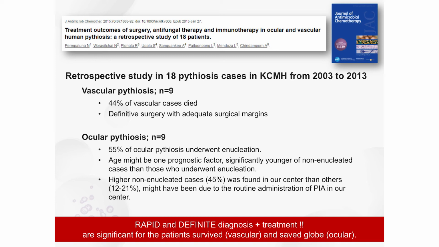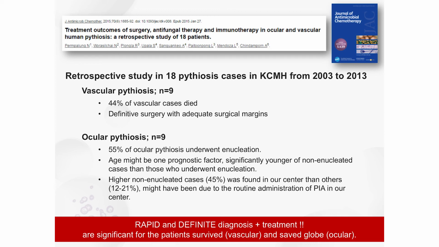And 9 of each type, we found that the case that can survive is around 56%. And definitely, the definitive surgery with adequate surgical margin is very important, but unfortunately, the patients always come late. So that's why the percentage is quite low. The ocular type, 55%, underwent enucleation. Have really pity, and the age is something relative to the enucleation. The non-enucleation cases in our center is higher than in other center. Might be about the concern of the physicians.